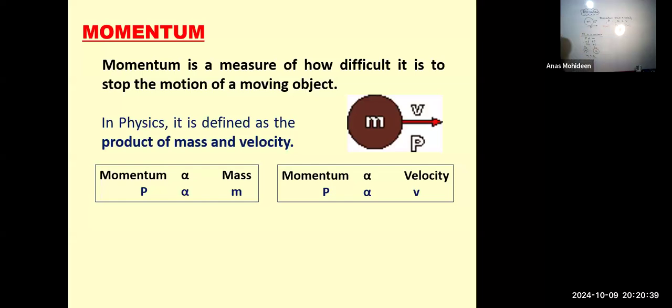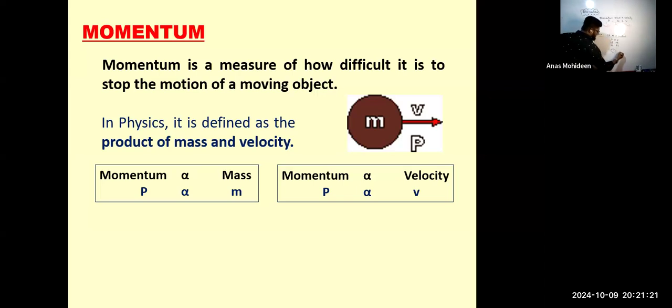I'll mark it as v and v. Since both of them have the same velocity, when you count P1 and P2, definitely P2 will be more, as the mass M2 is more than M1, because this is directly proportional. In the same way, if the mass is constant, momentum is directly proportional to velocity. You increase the velocity, momentum increases. You decrease the velocity, momentum decreases.